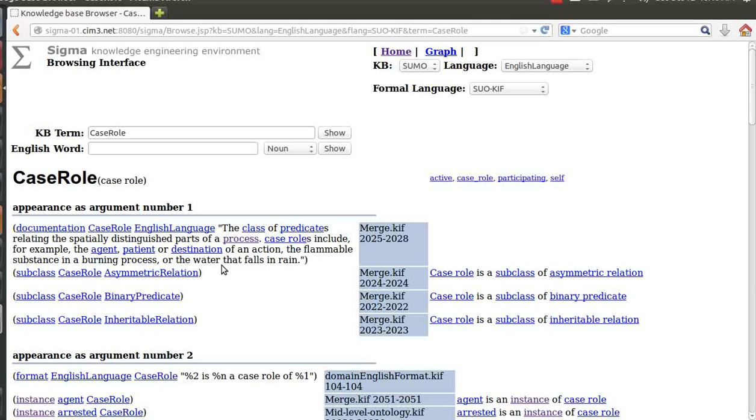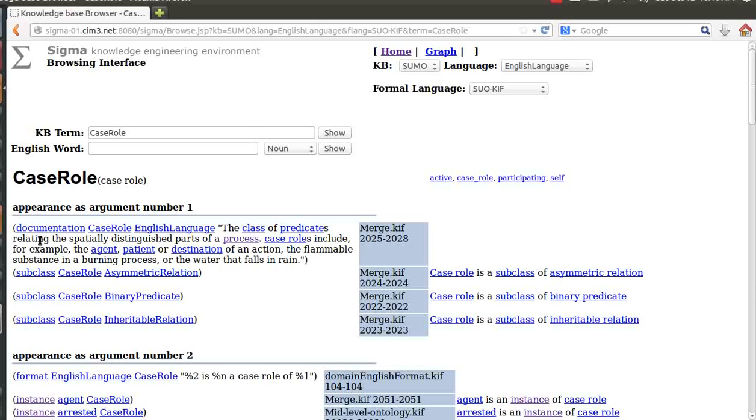Okay. And here it says, case roles include, for example, agent, patient, destination, and action. So, I'm walking somewhere, it has a destination. Right. That's part of the process. And you are the agent. If I'm walking somewhere, I'm the agent of a walking process. Right. So here it says also the flammable substance in a burning process. If I've got a fire, that is a process. It's burning, and the wood is participating in this action. If it's raining, the water that falls in rain is the patient of the rain. It's the thing that's the main focus.